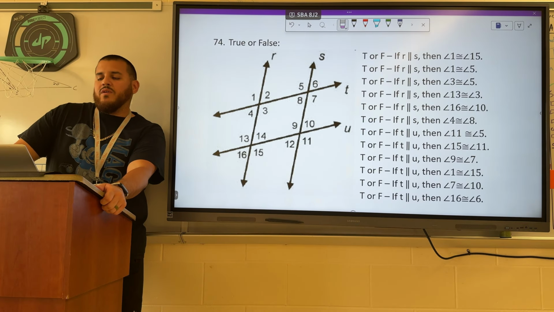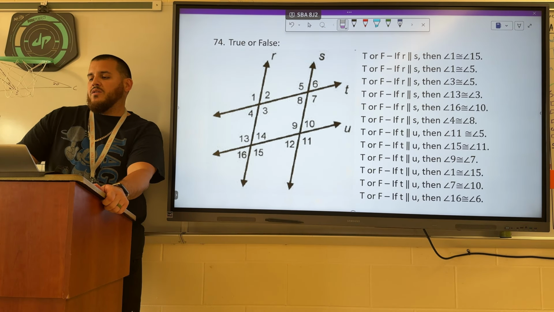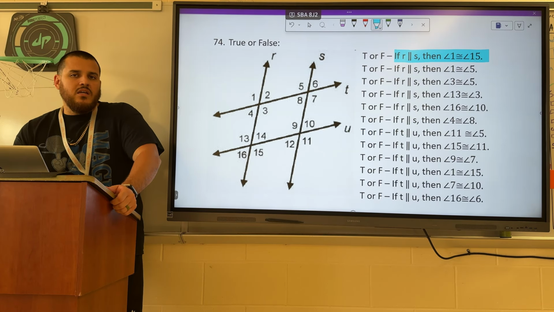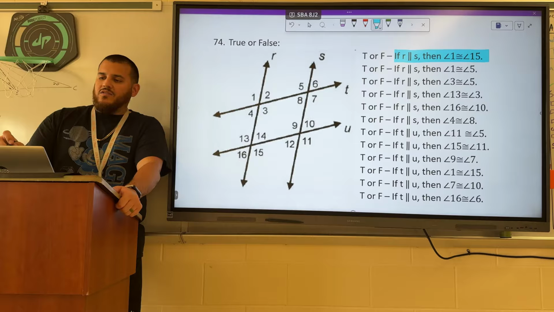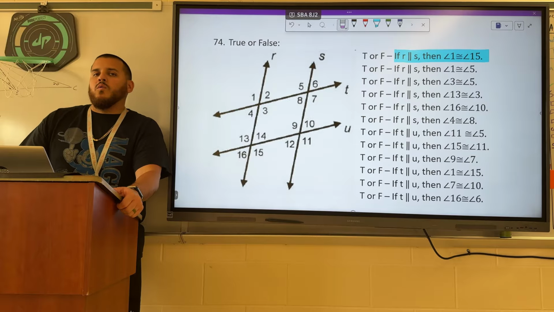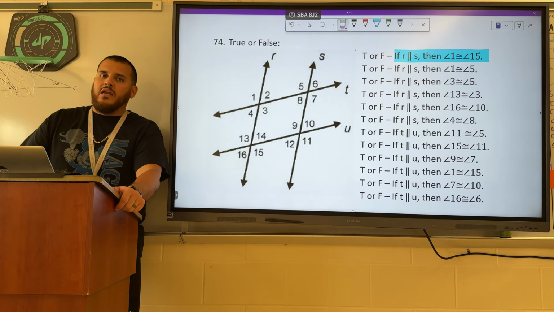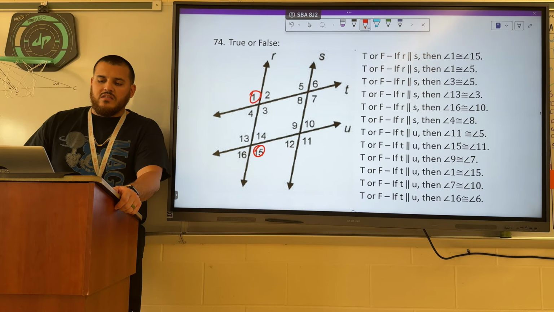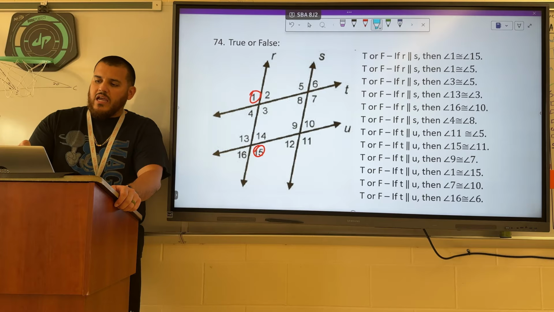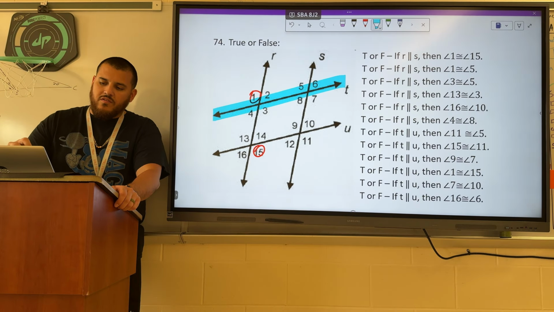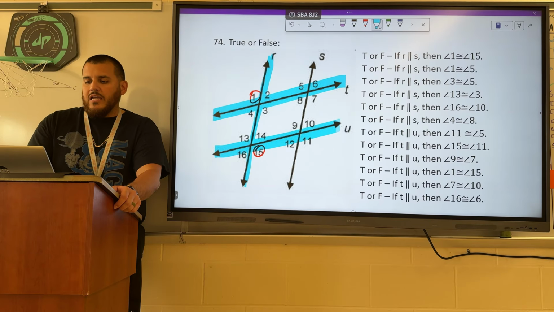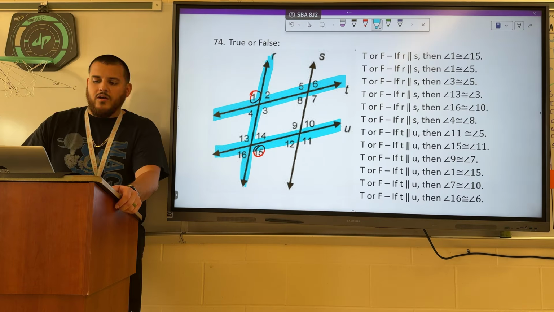In our last example, we have several true or false statements to evaluate pertaining to this figure. First off, if r is parallel to s, then angle 1 is congruent to angle 15. Let's first just determine what lines are relevant for angle 1 and 15. We can see angle 1 is here, angle 15 is here. These angles are created by the intersections of line T and line R for angle 1, and then line U and line R for angle 15.